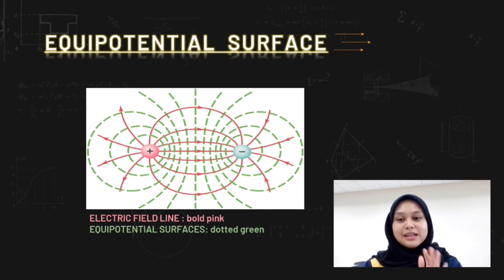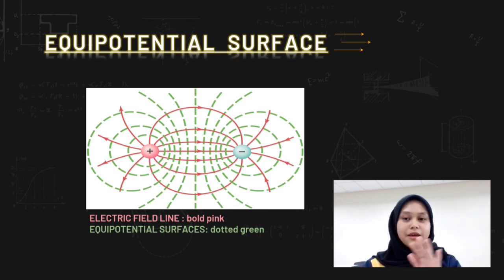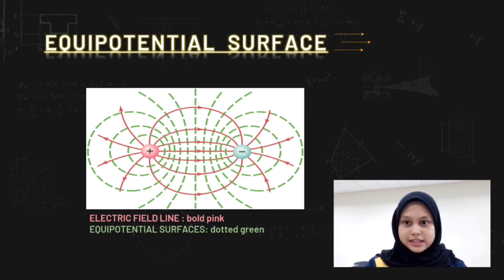Next, this diagram shows what an equipotential surface looks like. We can see that the bold pink line is the electric field line, and the dotted green line is the equipotential surface. An equipotential surface is a surface which has the same electrostatic potential at every point on it. This means that at every point on the equipotential surface, a charge will have the same potential energy.